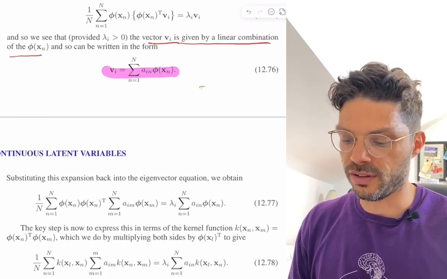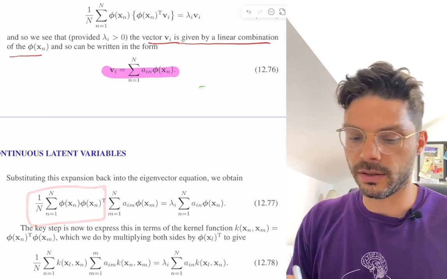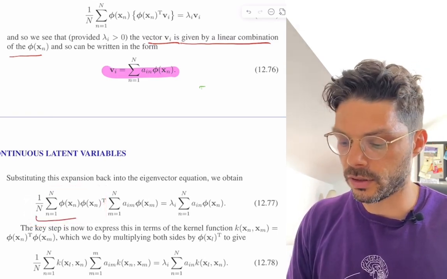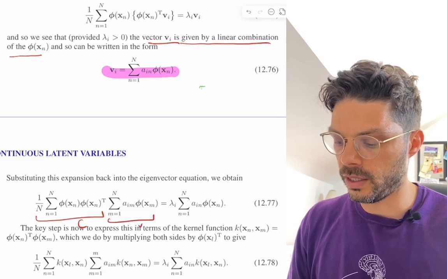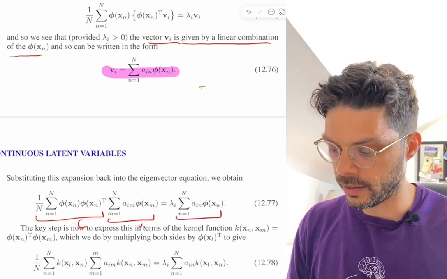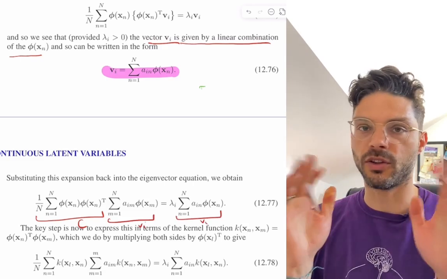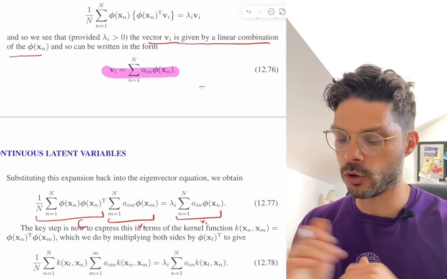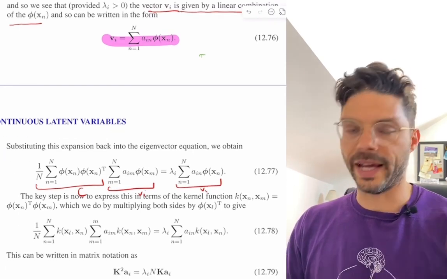So we're just going to, I can just write that down. So this is just C. This is V, and this is VI, and this is VI again. Okay, so this is just our eigenvalue equation. But again, there's no kernels yet.